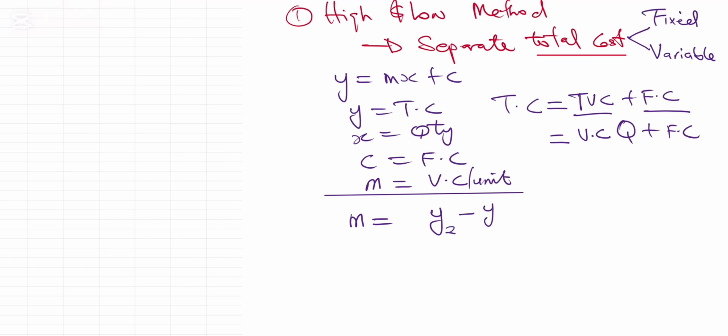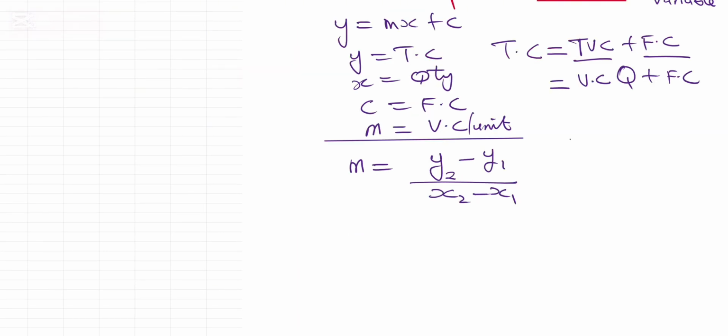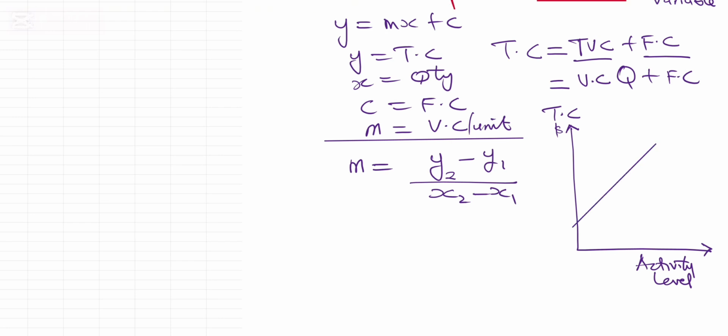y2 minus y1 divided by x2 minus x1. What this is saying is that if you plot a graph now, and we say this is activity level on the x-axis, and it's activity level that determines the total cost on the y-axis, then usually we will expect this kind of straight line graph.